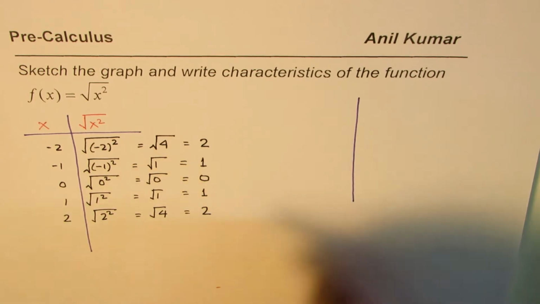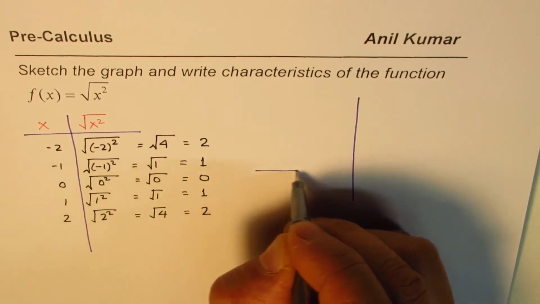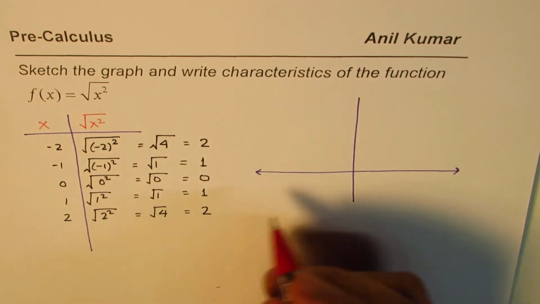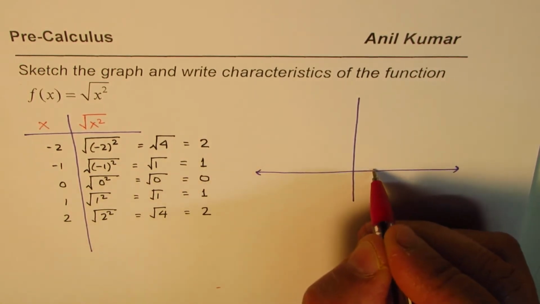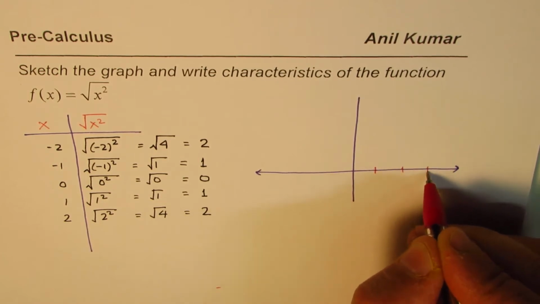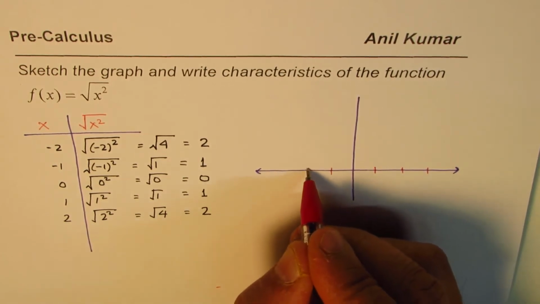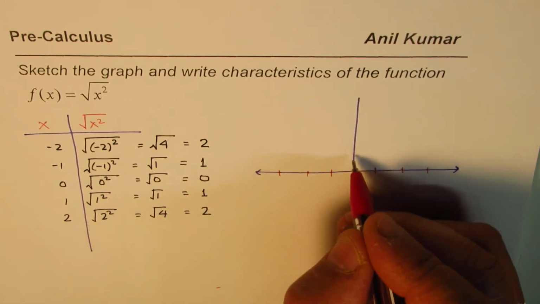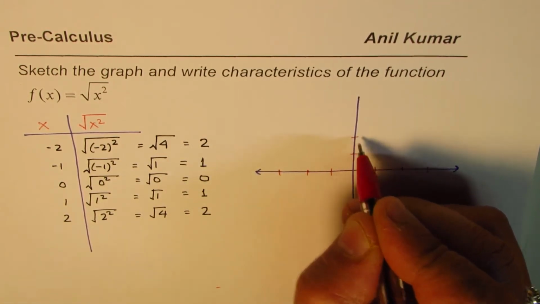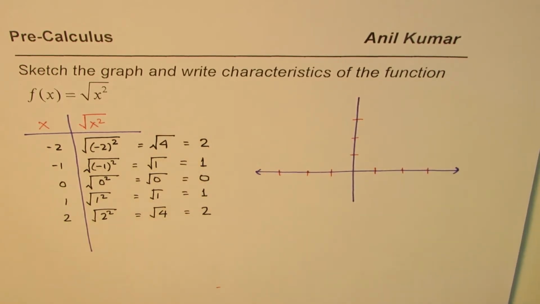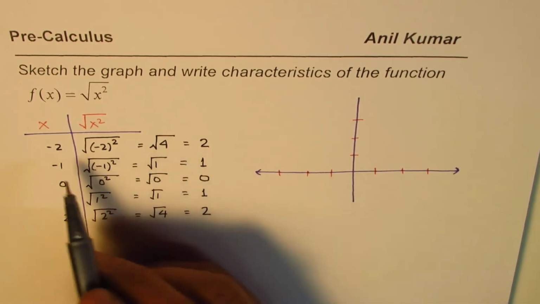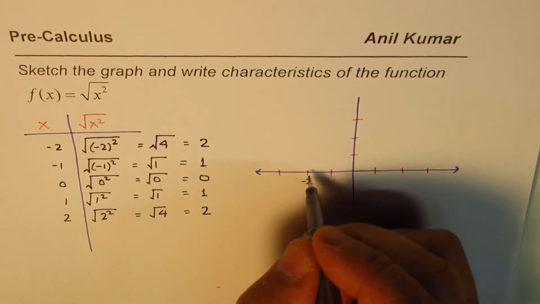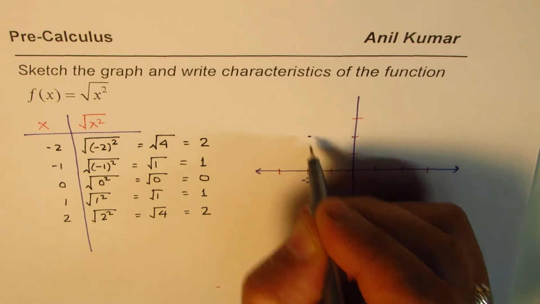What we observe is all y values are positive, so let me make this axis kind of like this. We have taken just a few values. Let's say this is 1, this is 2, this is 3 for us, and then -1, -2, -3. We of course know the trend, and then let's say this is 1, this is 2, and this is 3 for us. So the points which we have got are -2, 2. So at -2, the value is 2. So it is kind of here, right?